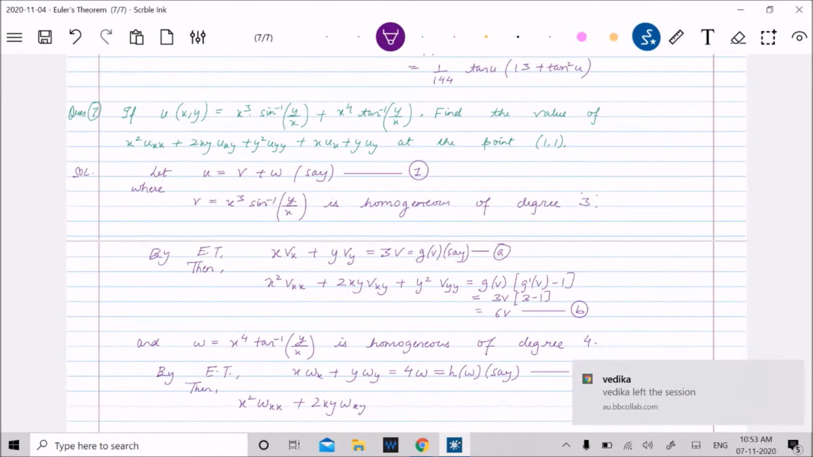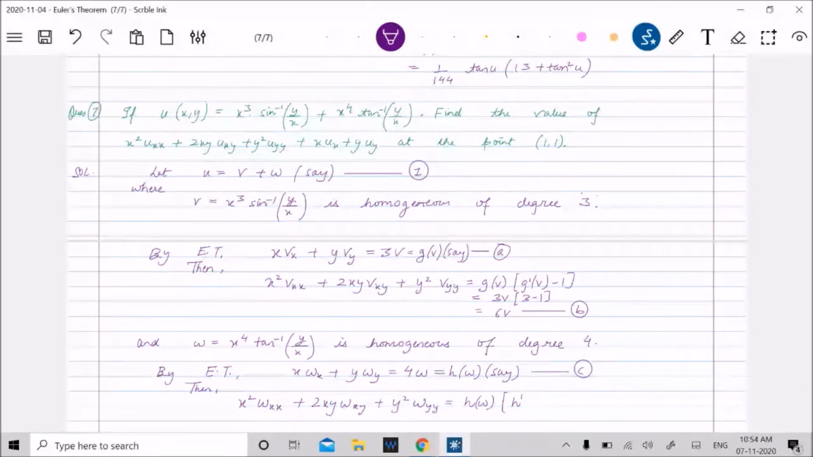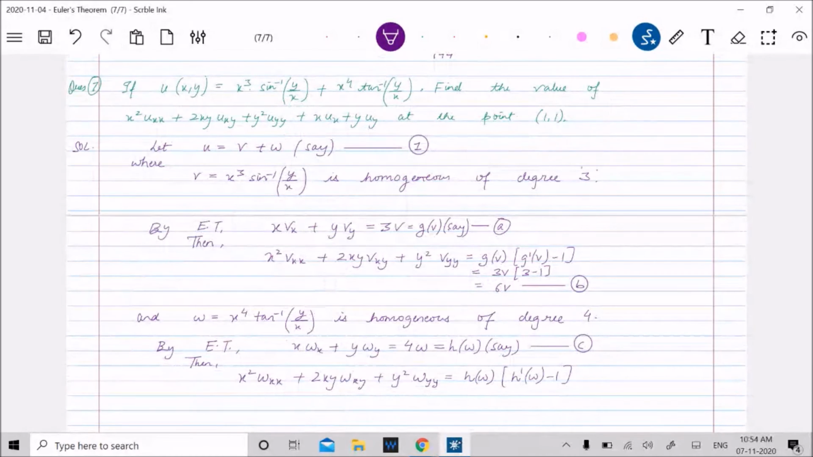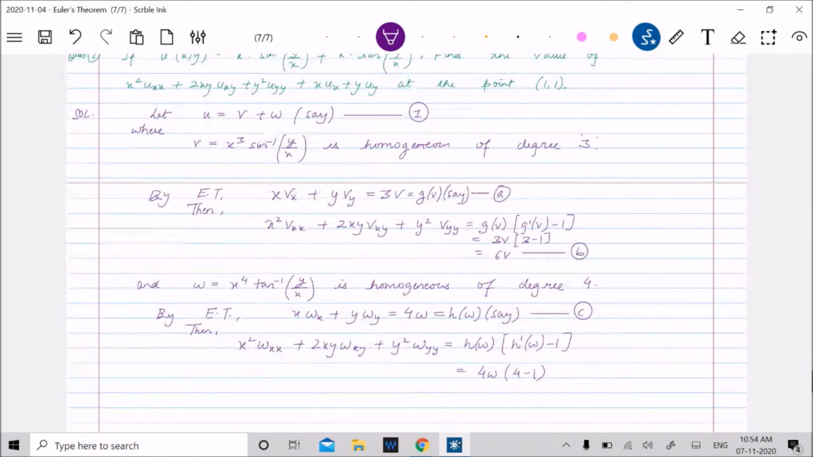Then x² W_xx + 2xy W_xy + y² W_yy = h(W)(h'(W) − 1), right? So what is h(W)? h(W) is 4W, and the differentiation of 4W is 4, minus 1, so that gives you 12W.